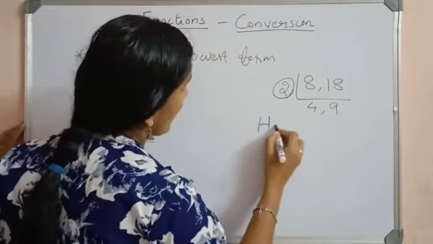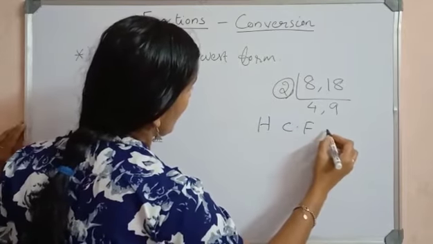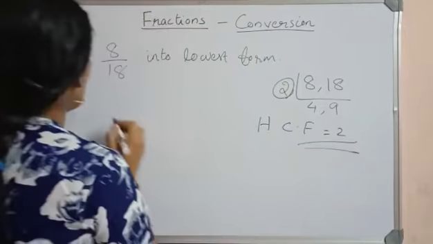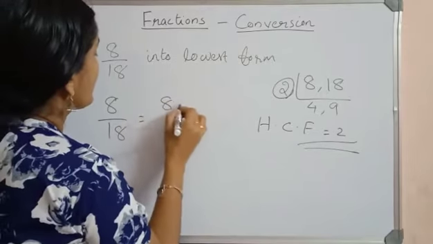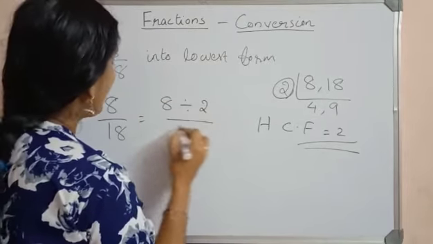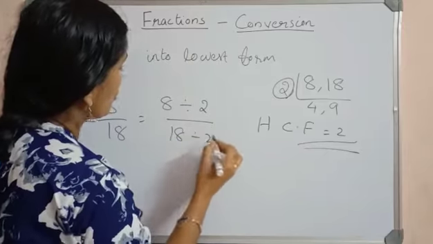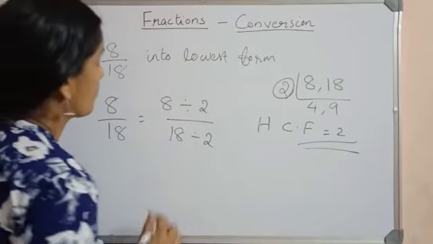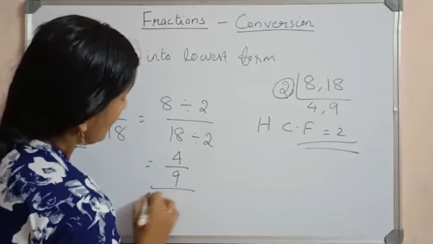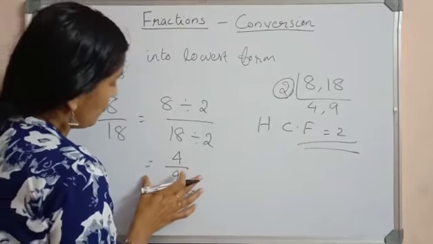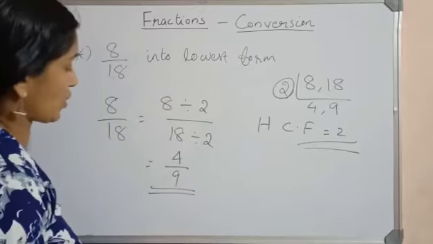So let's write here, HCF is 2. Now 8 by 18 is equal to 8 divided by 2 by 18 divided by 2. That's equal to 4 by 9. And this is the lowest form of the given fraction.